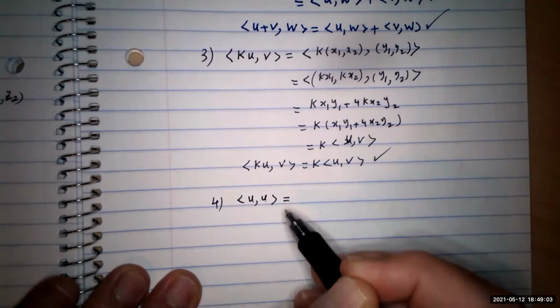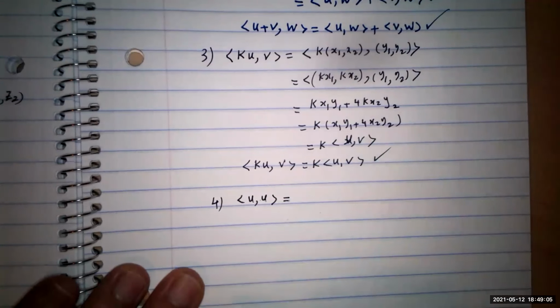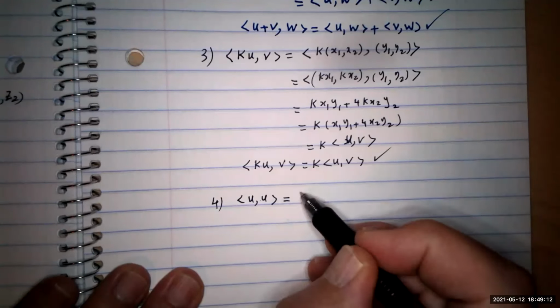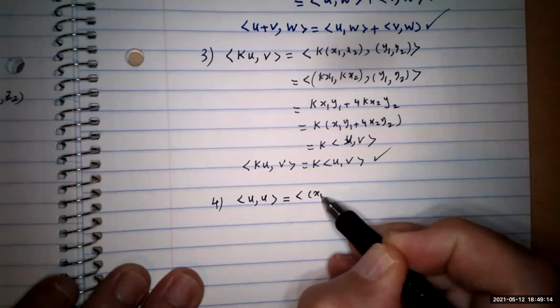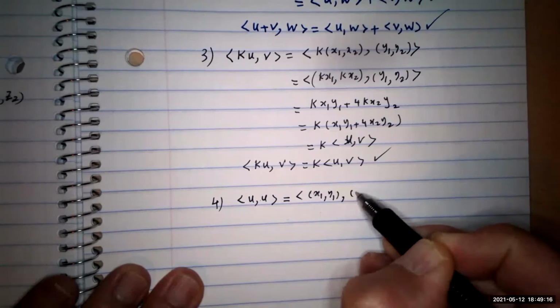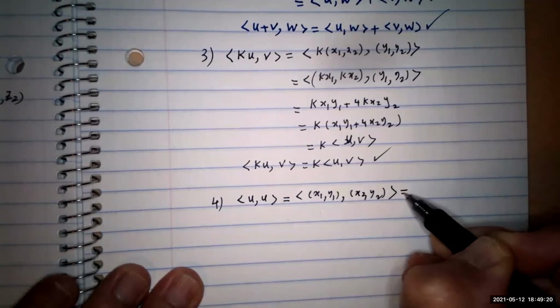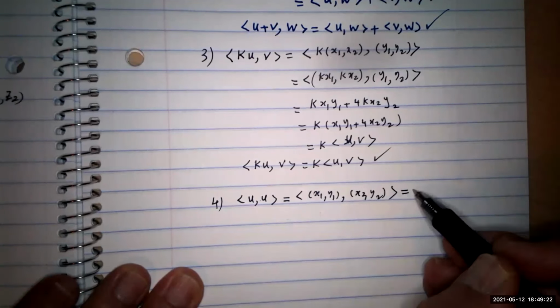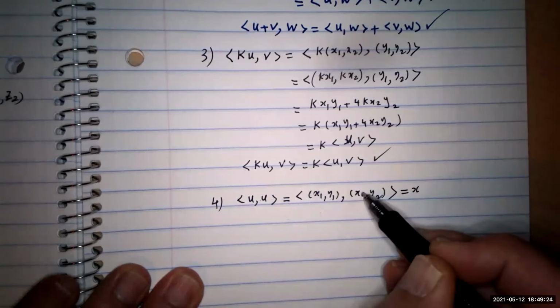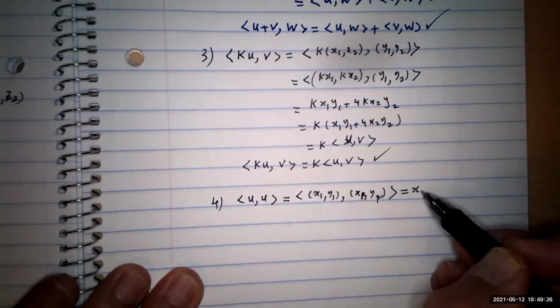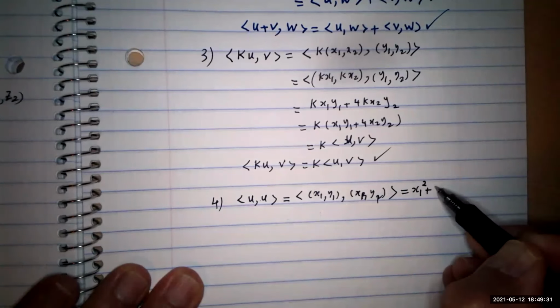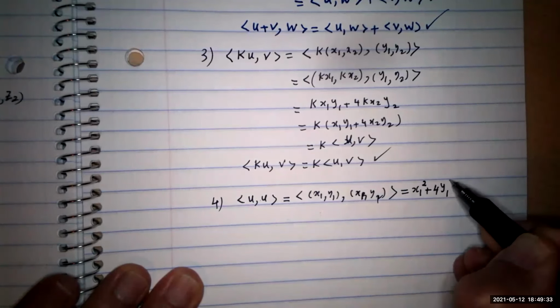Okay, we go with the definition that we're going to have. And so this is going to be simply true, really, because this is x1, y1, and x2, y2. So it's going to be the first component, x1 times x1. That simply gives you x1 squared, x1 squared plus 4y1 squared.